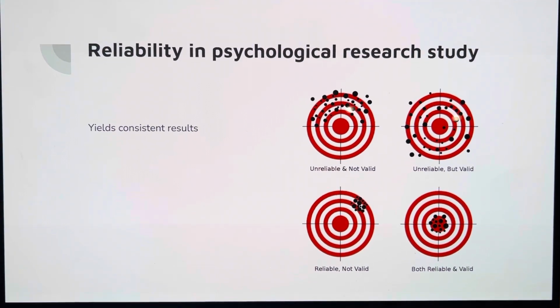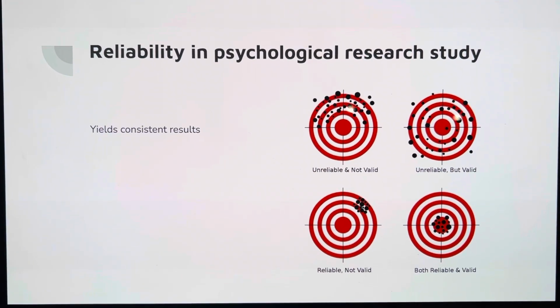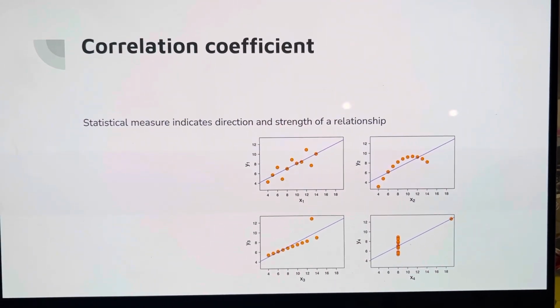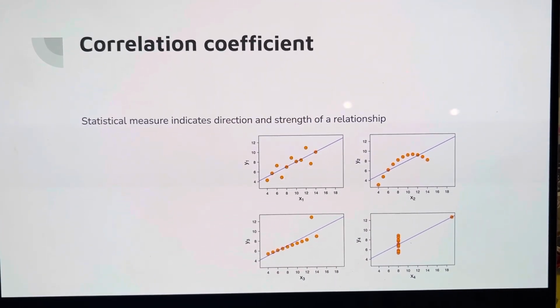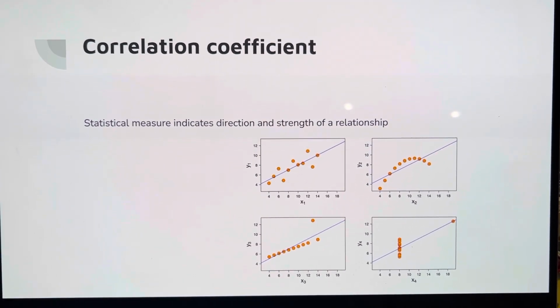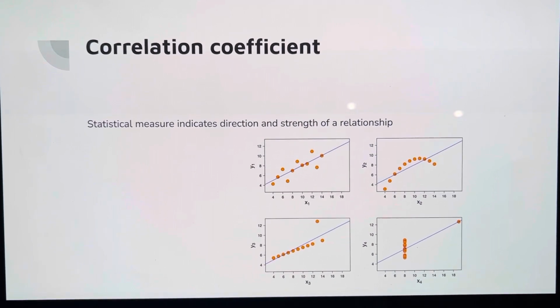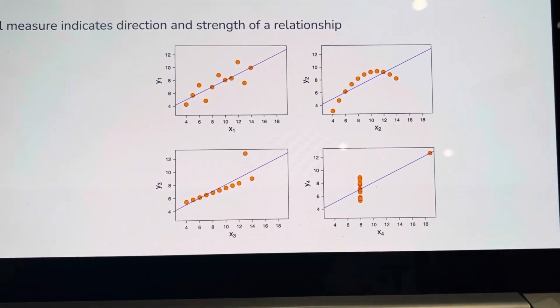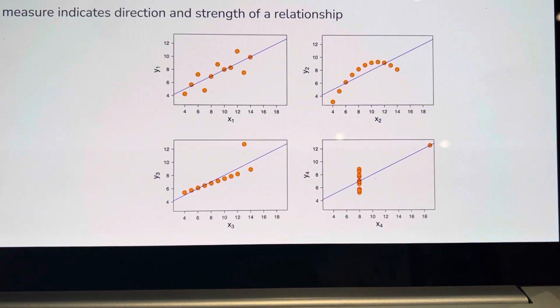So I have this little diagram over here, a bunch of bullseyes, and a correlation coefficient. It's a statistical measure that indicates direction and strength of a relationship. So here's some graphs showing off different patterns.